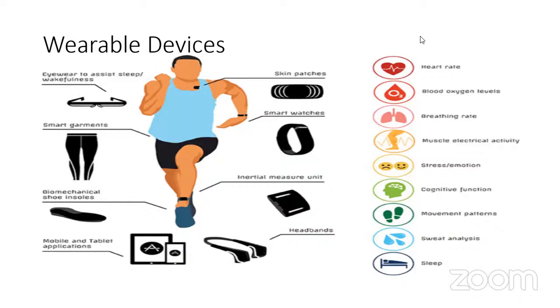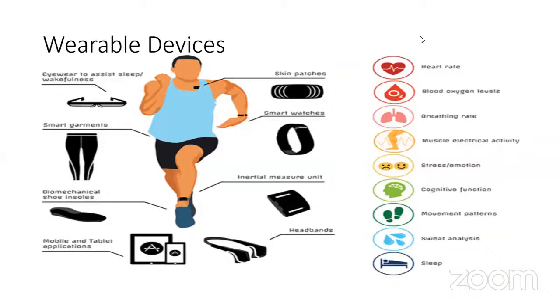So smart watches, skin patches, inertial measurement units, headbands, mobile tablet applications, biomedical shoe insoles, smart garments and eyewear, or devices to assess sleep and wakefulness. So these are the wearable devices, from the toes to the head, everywhere we can wear them, and they can continuously monitor the heart rate, blood oxygen levels, breathing rate, muscle electrical activity, stress or emotion, cognitive function, movement patterns, speech analysis, and sleep patterns also. These wearable systems are now being increasingly used by sportspersons, health conscious professionals, as well as patients continuously.